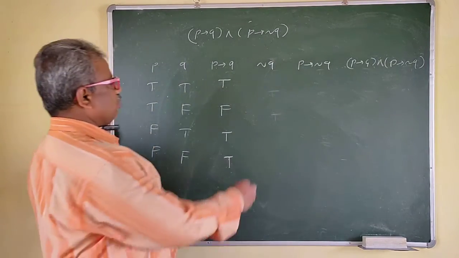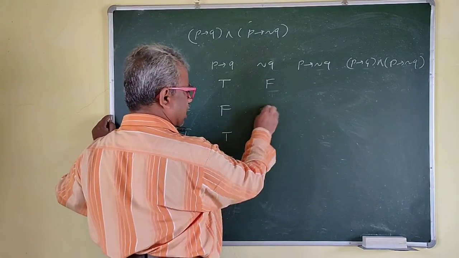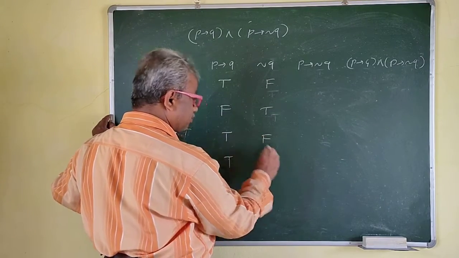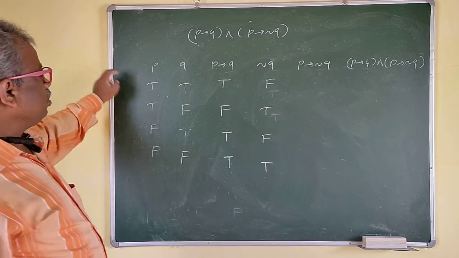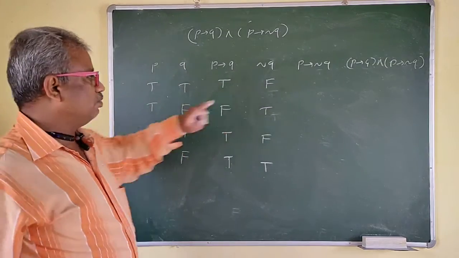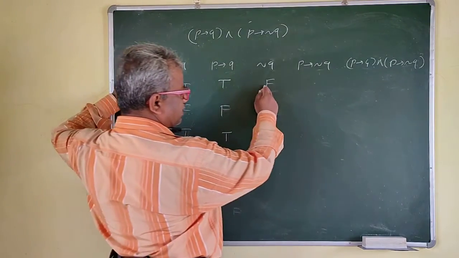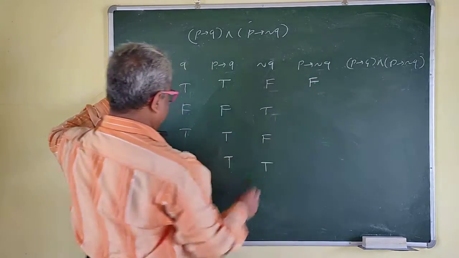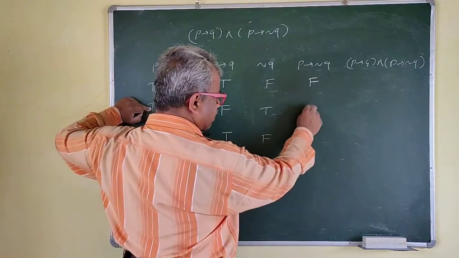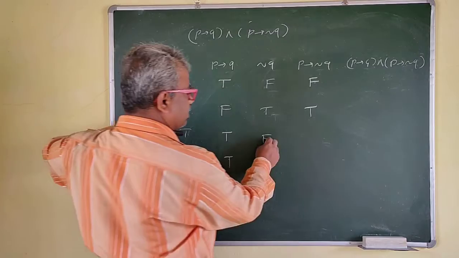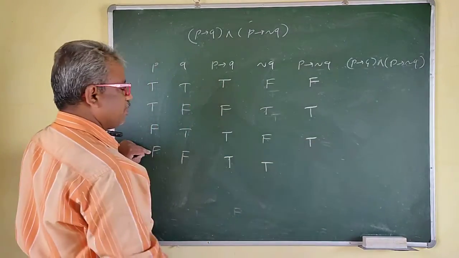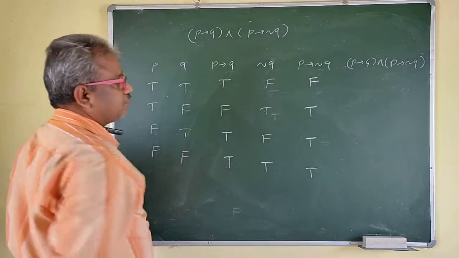Now negation Q. Alternate F T. P → ~Q. This is your P, this is your negation Q. So T implies F is F. T implies T is T. F implies F is T. F implies T is T.